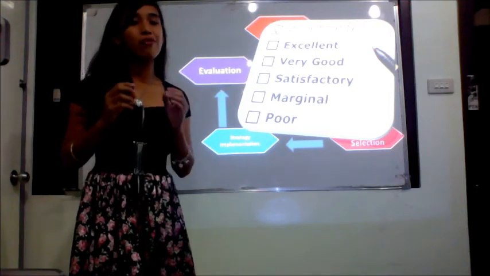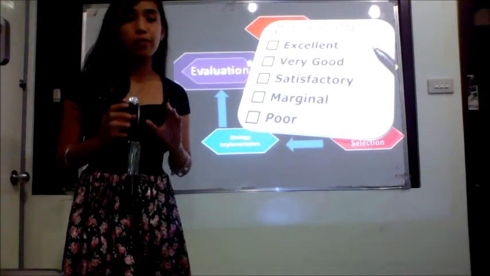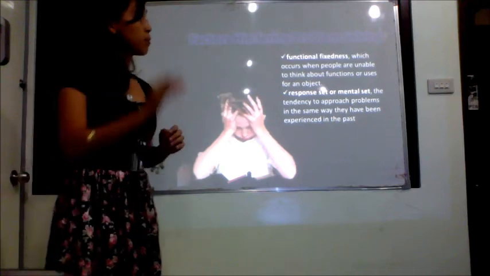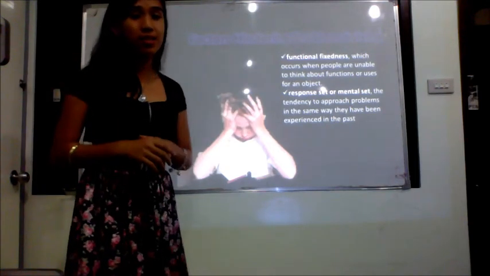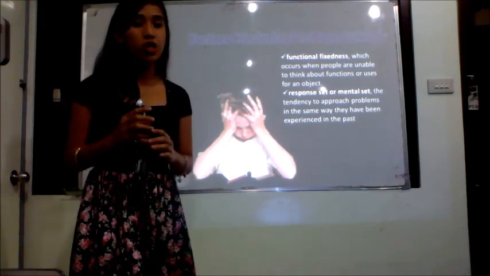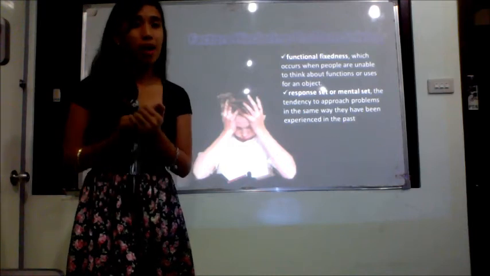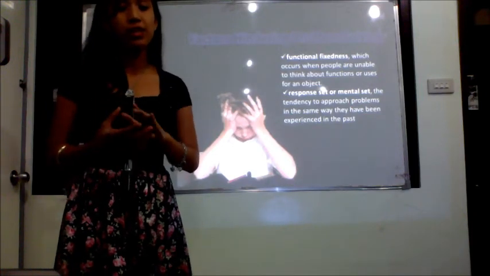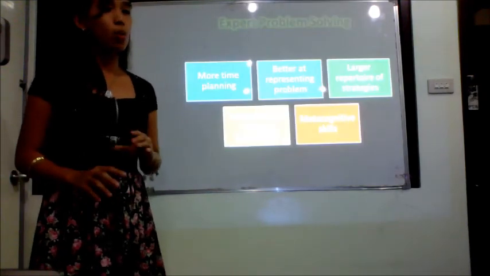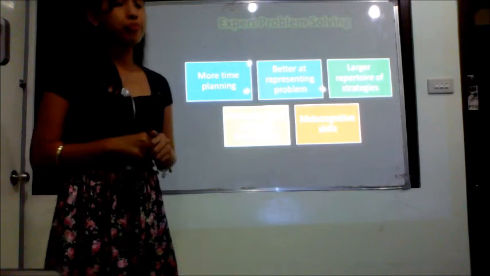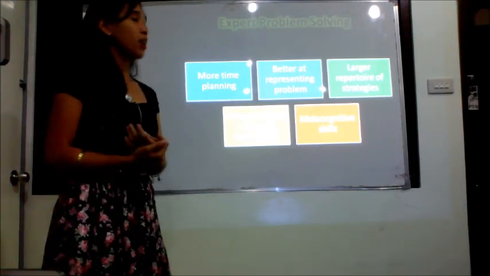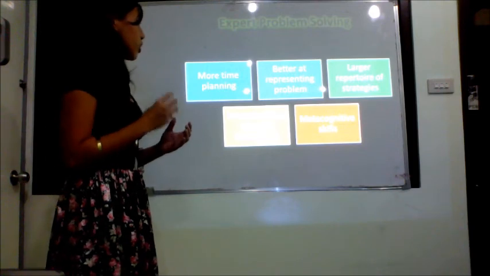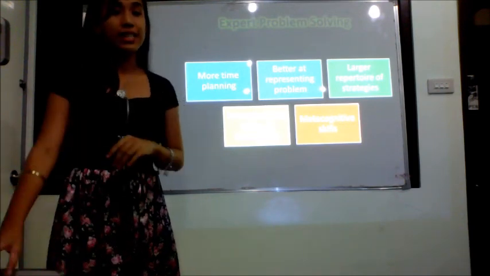Now, problem solving has never been easy, as we all know. All of us have different things we need to consider, and there are these factors hindering problem solving. First one is the functional fixedness, which occurs when people are unable to think about functions or uses for an object. Second one is response or mental set, which is the tendency to approach problems in the same way they have been experienced in the past. Now we have also to tackle how the expert problem solver does. One is that they use more time planning. They are better at representing problems. They have larger repertoires of strategies, and that they have proceduralized strategic knowledge and metacognitive skills.